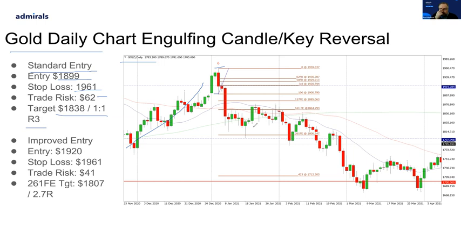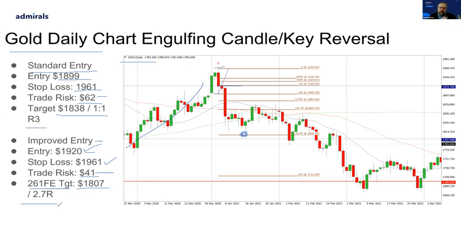However, had we used our improved entry, a third of the way back into the candle, our entry is now at $19.20. Same stop loss, but now our trade risk is $41 rather than $62. And using the 261 Fibonacci extension target, which was down here, our target is 1807, which provided a 2.7 reward to risk. So just with the same setup, the same candlestick.